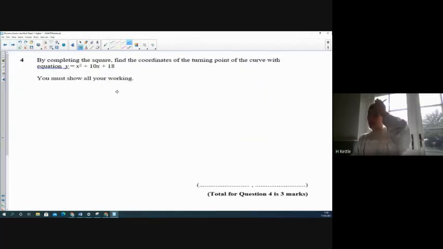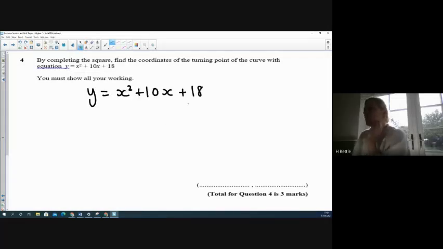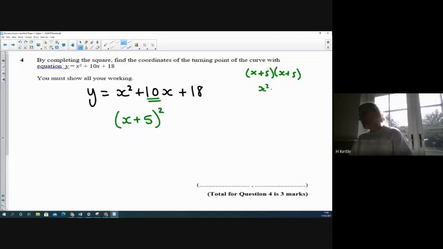Okay, by completing the square, find the coordinates of a turning point of the curve with equation x squared add 10x add 18. So y equals x squared add 10x add 18. Now, if you want to find the turning point, we're going to complete the square. To complete the square, you half the coefficient of x. So we're going to write (x add 5) all squared. When we do that, (x add 5) squared gets us x squared add 10x add 25.